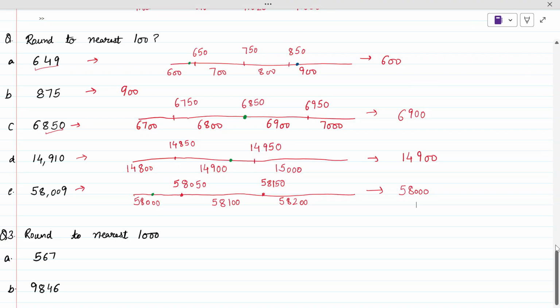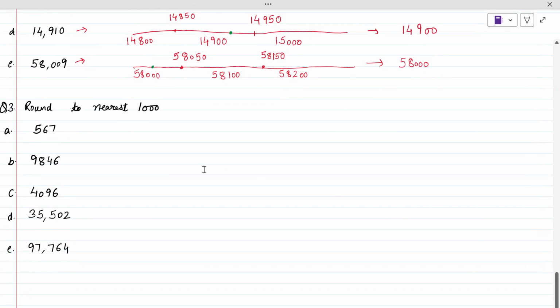Now coming to the last question of this exercise. So let us plot this. The very first one, 567. So अब हमारे पास क्या है? Now we have to consider the 1000 place. Okay, but in this scenario we have only three places, ones, tens and 100. So how we are going to plot? What will be the lower end of this? We have to consider. Since this is a 1000 series, we will do something like this.